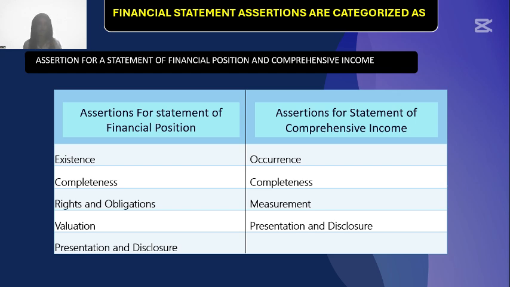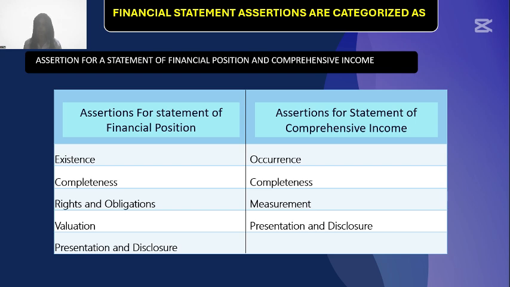Moving on to rights and obligations, this assertion ensures the company owns the assets reported and is responsible for the liabilities stated. For example, if land is listed on the balance sheet, auditors check ownership documents to verify the company holds the legal title. Similarly, for liabilities, they confirm the company has an obligation to repay the debt recorded. This assertion protects against misrepresentation of ownership and responsibilities.